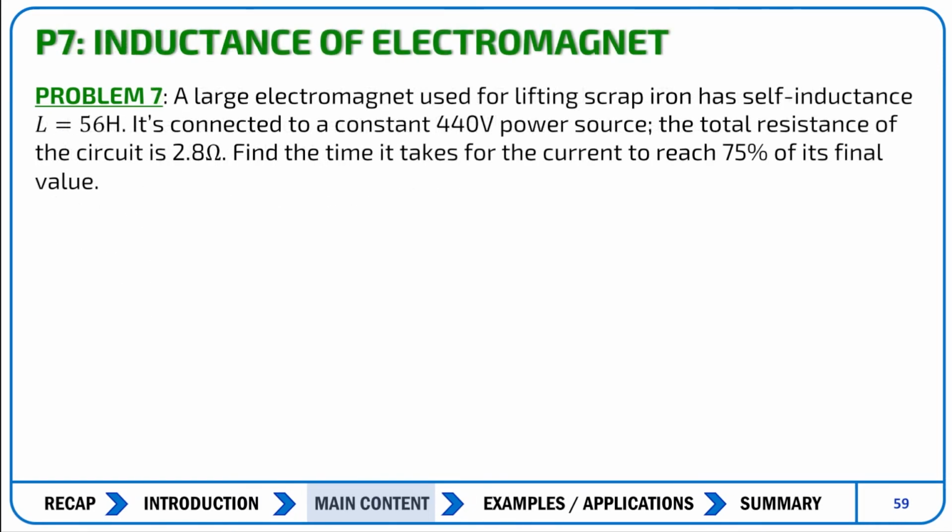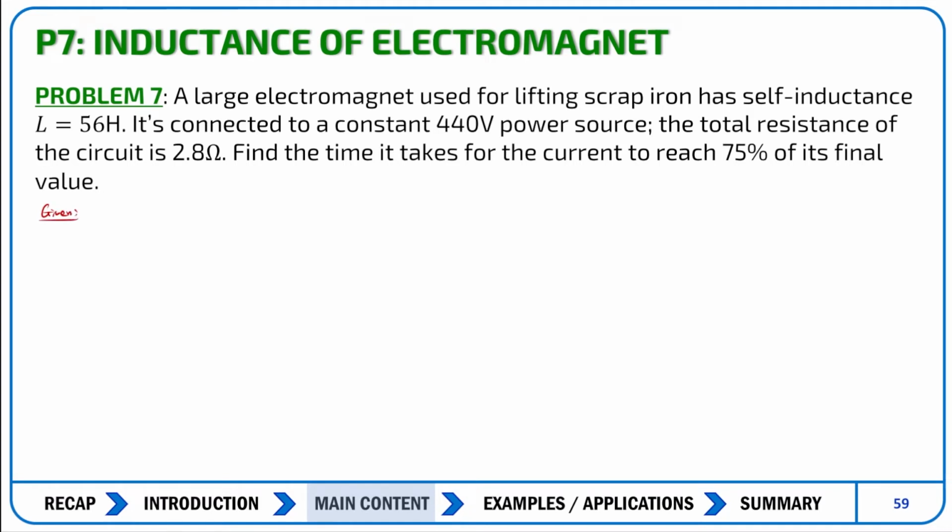So in problem 7, we have a large electromagnet that's used for lifting scrap iron. It has a self-inductance of 56 henries. It's connected to a constant 440 volts as a power source. The total resistance of the circuit is 2.8 ohms. We're trying to find the time it takes for the current to reach 75% of its original value. So this has to do with time constants. We have to give some thought as to how to approach this.